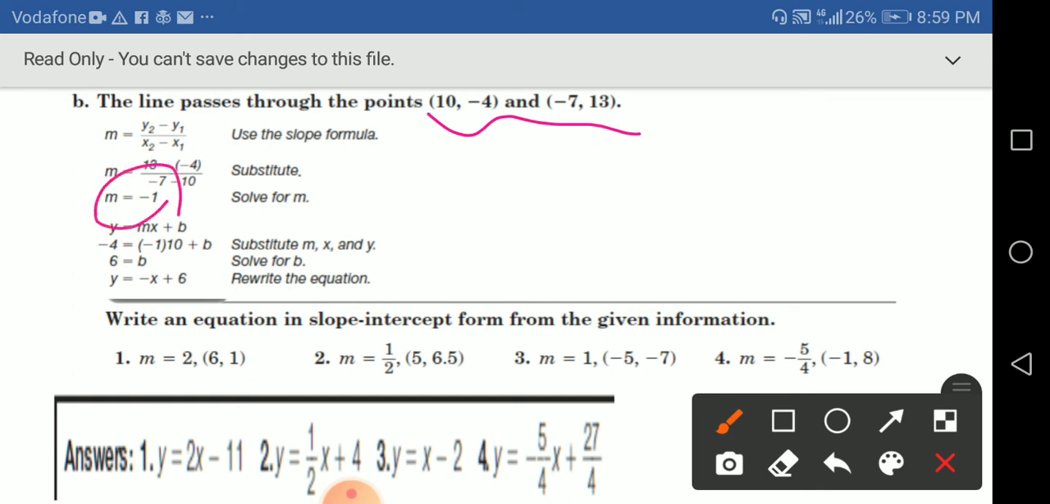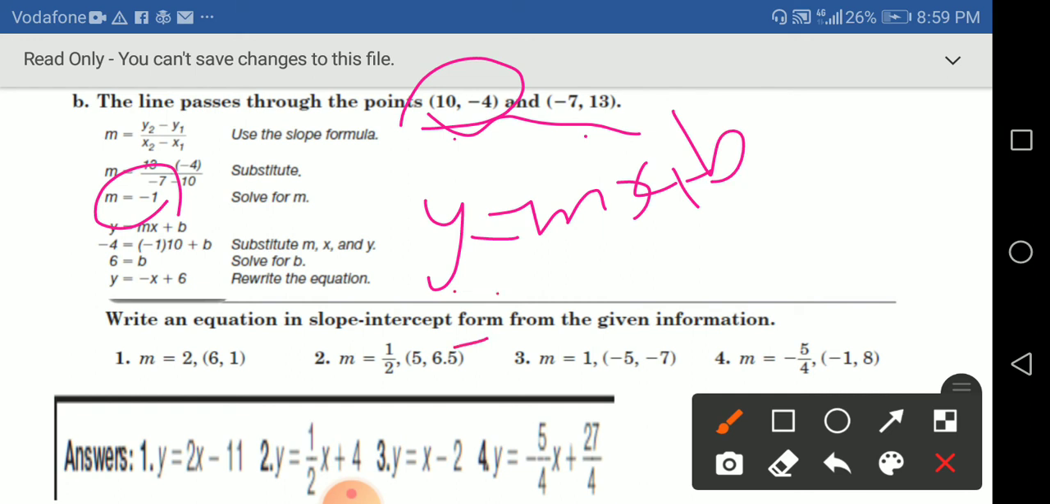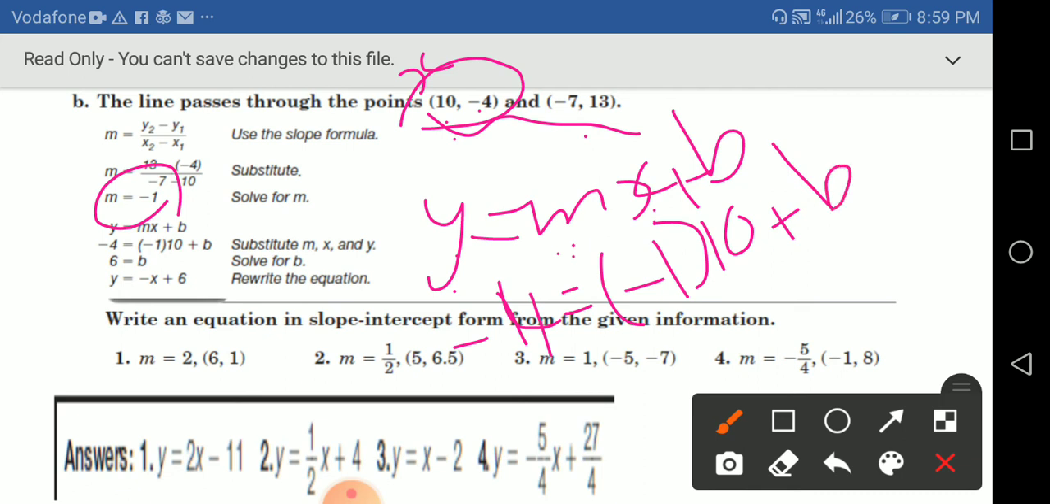Get the slope now. Got the slope? It's easy now. I will choose the first one or the second one, whatever. y = mx + b. Here y equals negative 1, and here x is 10. I calculated m as negative 1, times x, which is 10, plus b. I think it's easy.